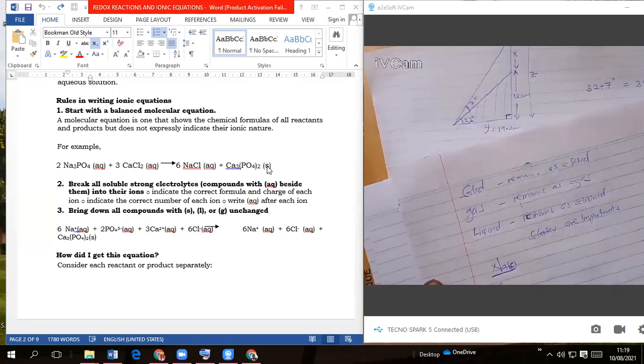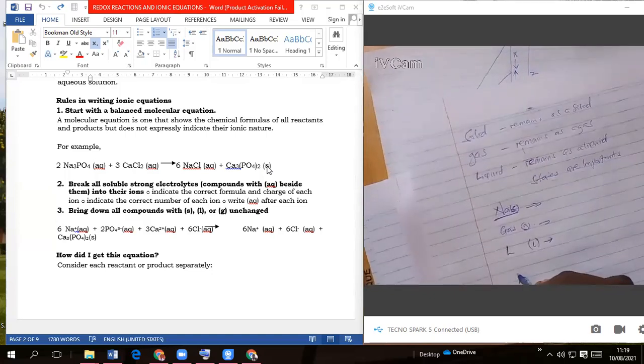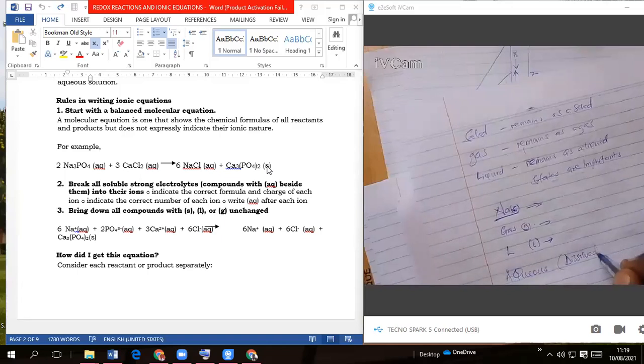Whatever is a gas remains as a gas. The state is G. Whatever is a liquid remains as a liquid. No, it does not ionize. What ionizes is something in aqueous state. Aqueous means it has been dissolved in water.